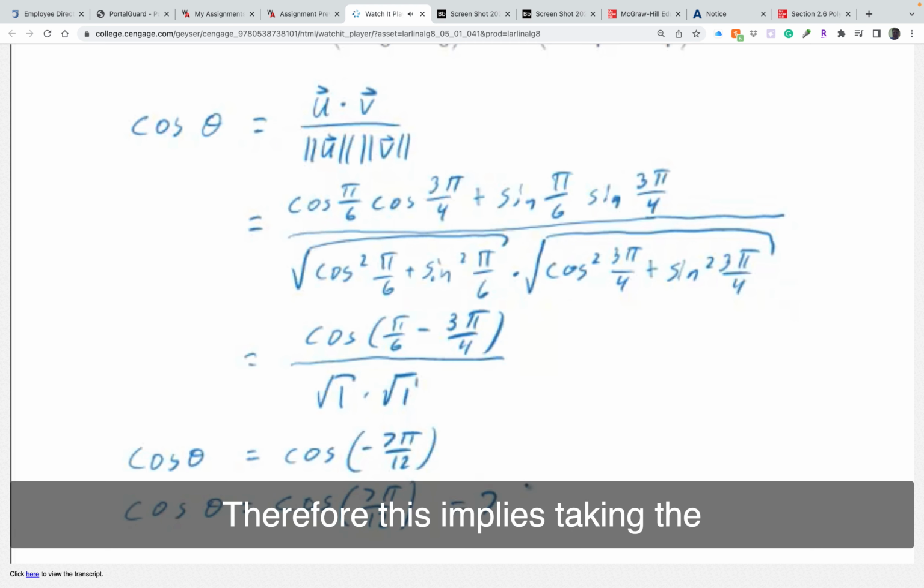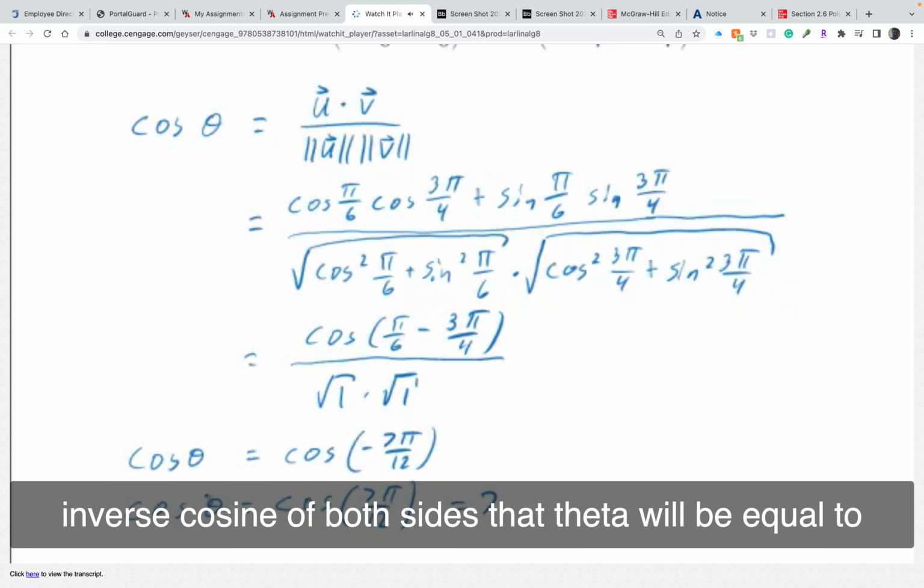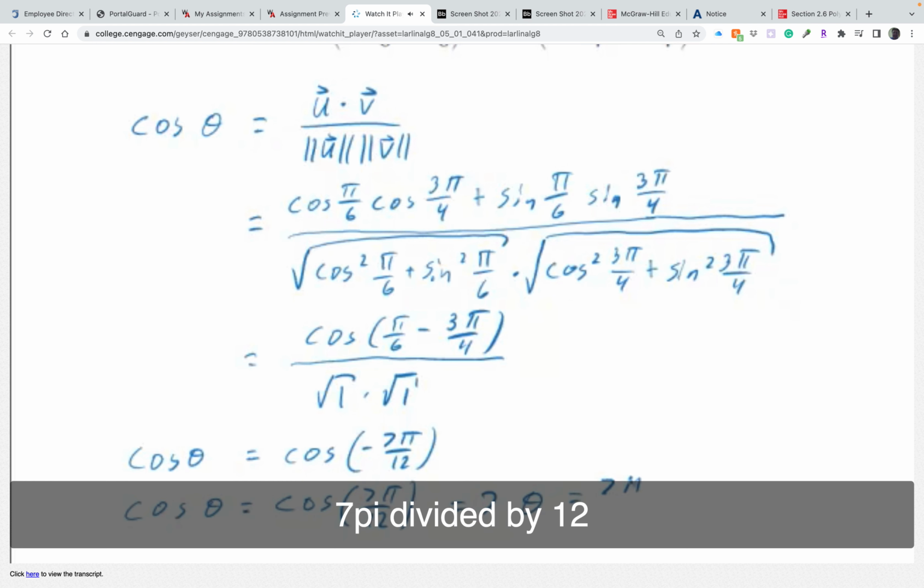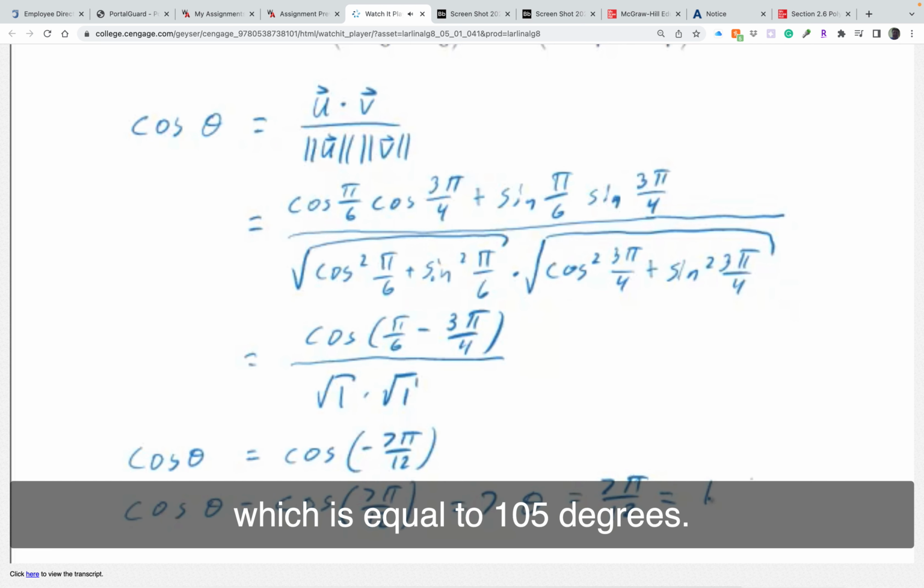Therefore, this implies taking the inverse cosine of both sides, that theta will be equal to 7 pi divided by 12, which is equal to 105 degrees.